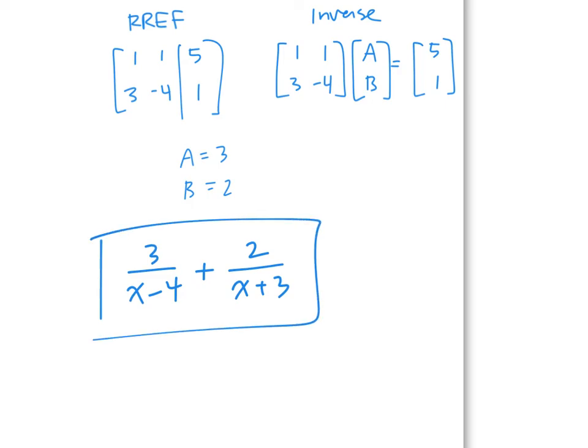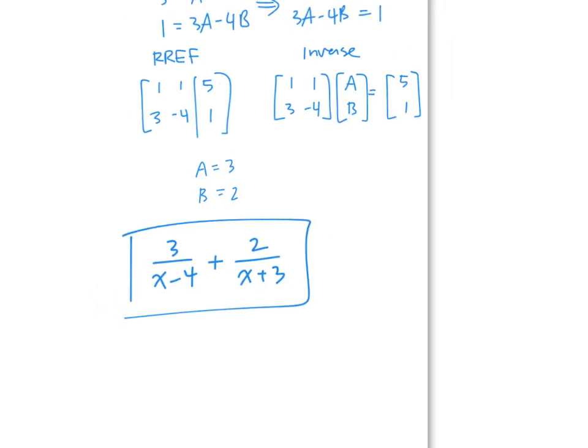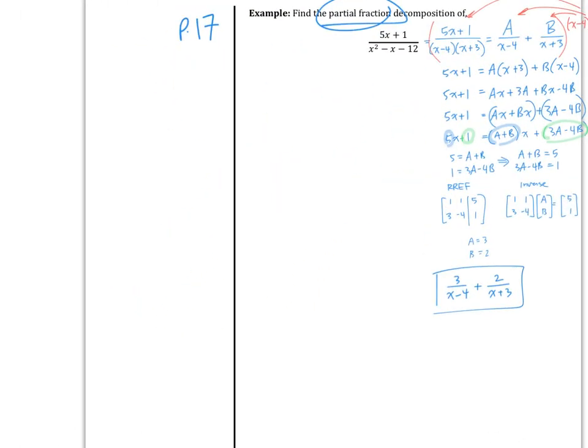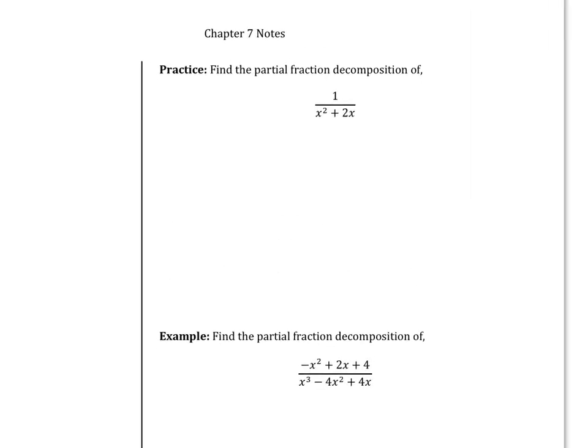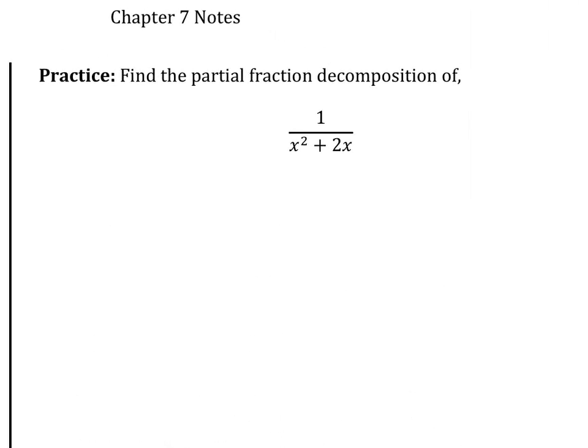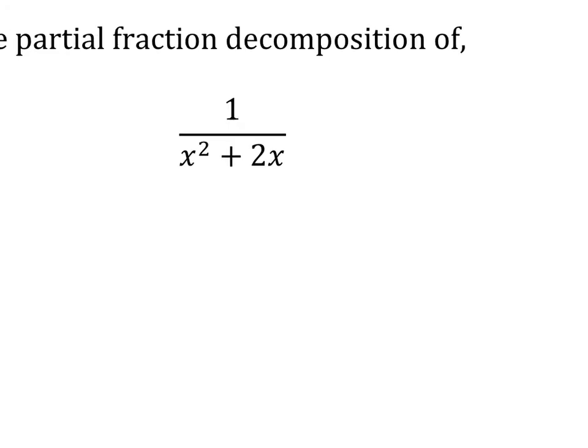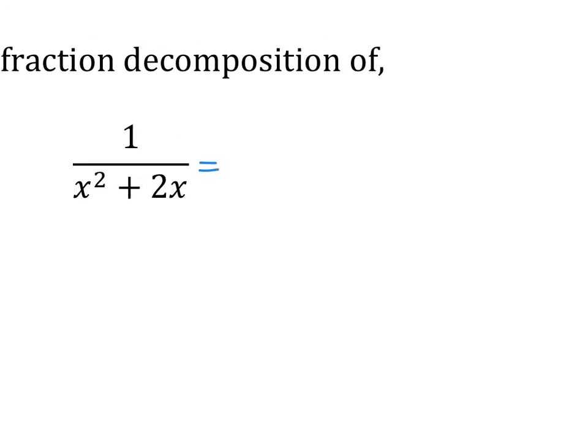Okay, let's have you guys try one on your own. Next one. Find a partial fraction decomposition of, and first you check: is the numerator degree less than the denominator? Yes. Next thing, factor, and then set up your partial fraction. What does this denominator become? x times x plus 2.